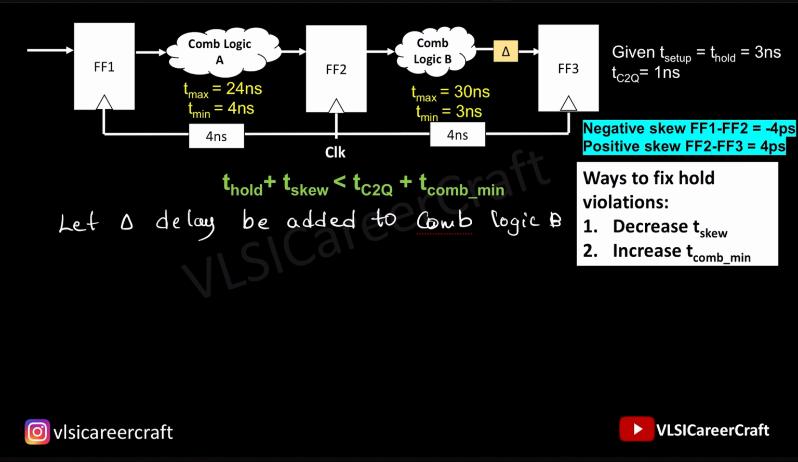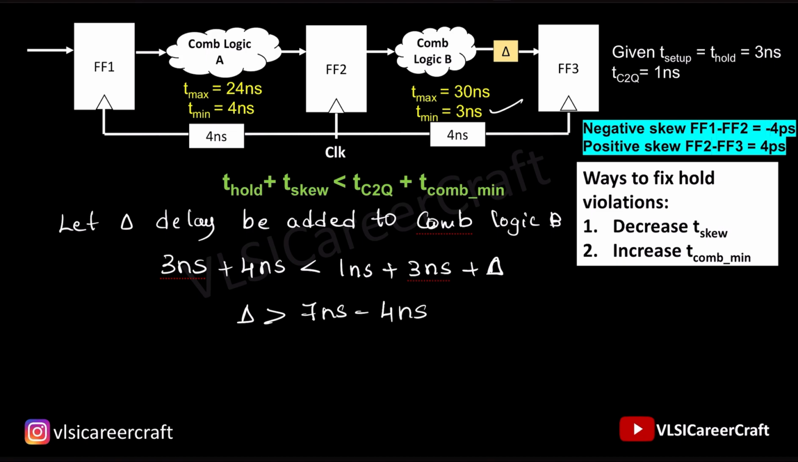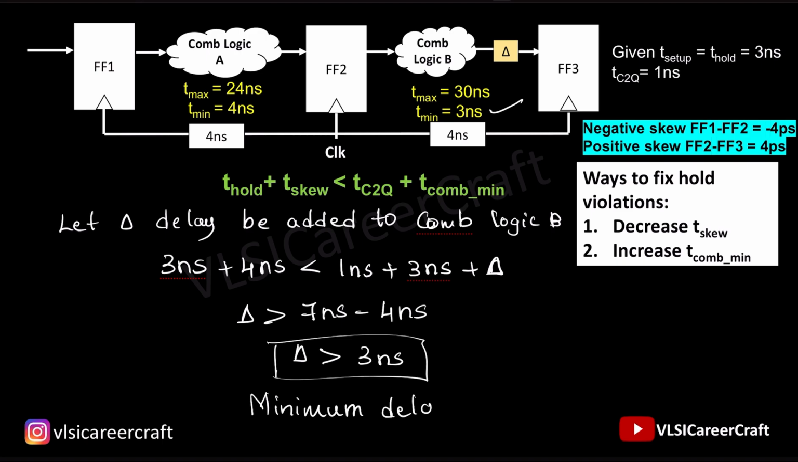What is the modified hold equation? T hold 3 nanosecond plus positive skew 4 nanosecond should be less than T clock to Q, which is 1 nanosecond, plus T combinational minimum, which is 3 nanosecond, plus we have added a delay of delta. So delta should be greater than 7 nanosecond minus 4 nanosecond. So delta should be greater than 3 nanosecond. The minimum delay that needs to be added to the combinational logic path should be 3 nanosecond. So we have calculated the minimum delay which fixes the hold violation.